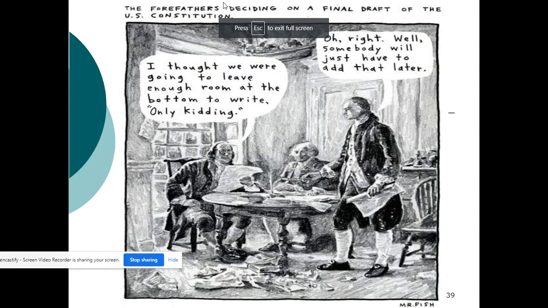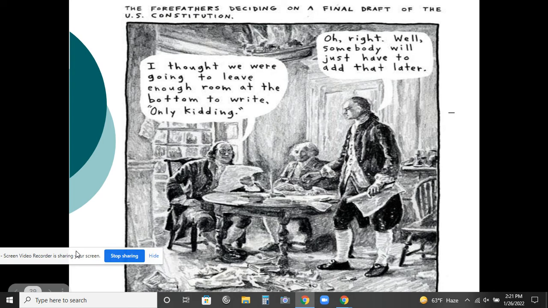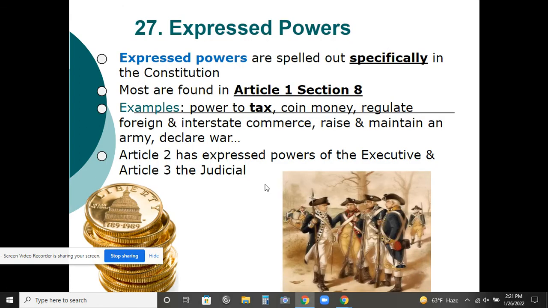All right, let's see what there is to say. The forefathers deciding on a final draft for the U.S. Constitution. I thought we were going to leave enough room at the bottom to write. Only kidding. That's Franklin. I think the one in the middle is Madison. Oh, right. Well, so we'll just have to add that later. In other words, these guys are worried about the Fed having too much power, even though they're writing the power, because the government of England had too much power over the U.S. And so, yeah, but this is a joke.